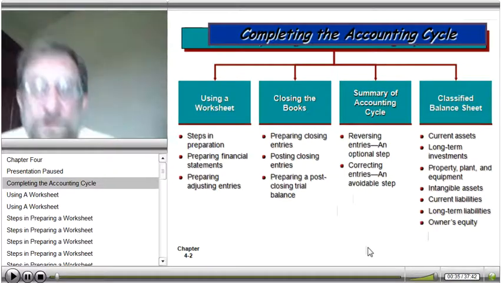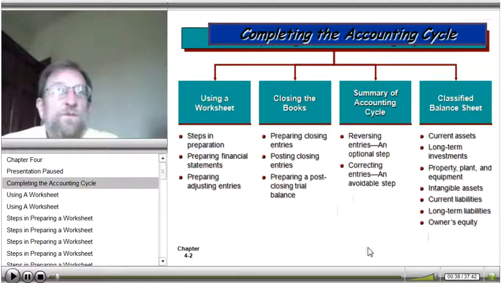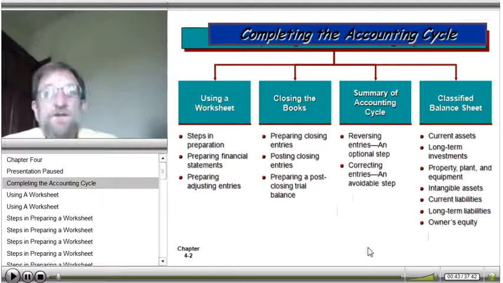We're going to talk about using a worksheet, and for most businesses with the way they're computerized today, they probably don't do a lot of worksheet activity, although I'm guessing that experienced accountants still find it a really useful tool. Then we'll look at the steps in closing books. We have to prepare and post the closing entries and do a cleanup trial balance to make sure that we got everything posted correctly. And then we'll look at reversing entries, which I always liked, and made life simpler for me.